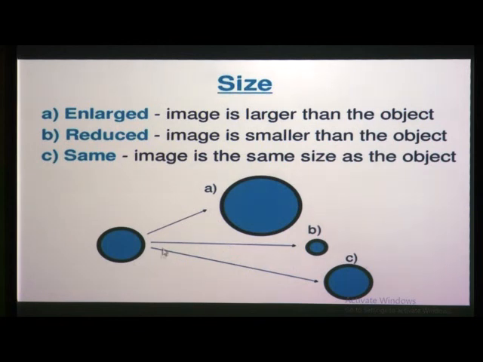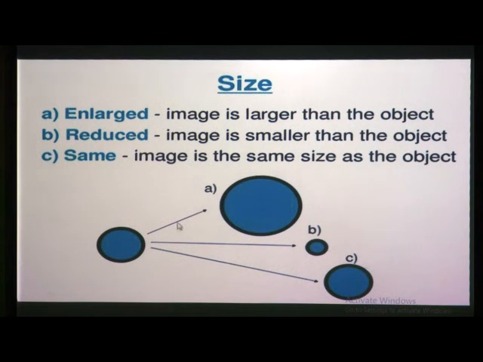Now, size. On the basis of size, which types of images are there? The first is enlarged, the second is reduced, and the third is the same. In the enlarged type, the image is larger than the object. We know in a concave mirror we can get a real image and also a virtual image. Now, by the concave mirror we can get an enlarged image. What is meant by enlarged? Enlarged means the image is larger than the object.